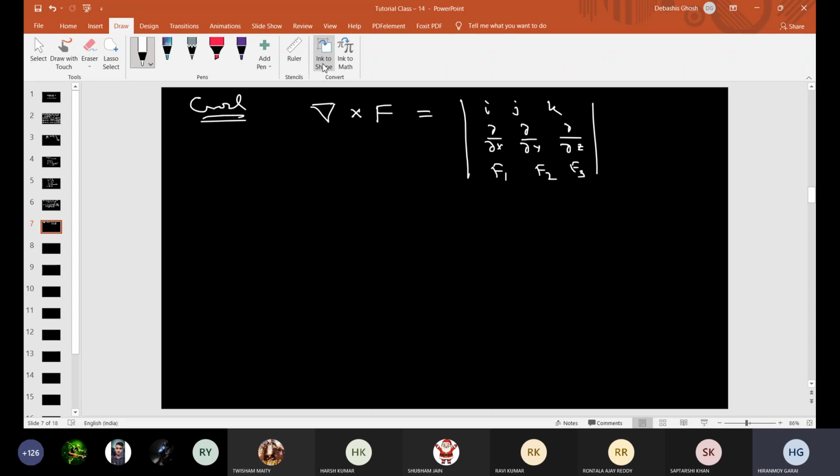Sometimes the determinant comes to 0, that is, the curl of a vector valued function is equal to 0. At that time it is said to be irrotational, because if we go to the geometrical interpretation, it gives you the rotation about an axis. So if the rotational value comes to 0, we can say that the vector field f is irrotational.